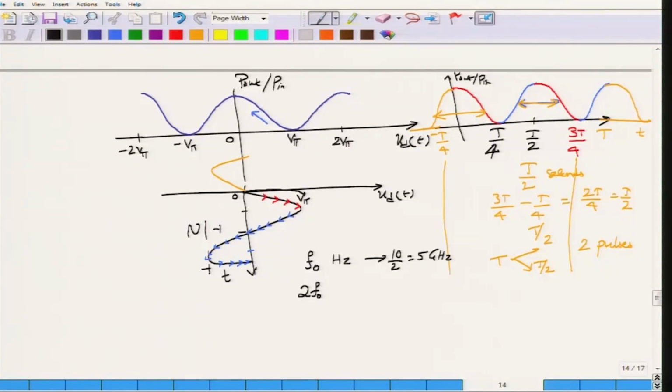So within one period, if this corresponds to 5 gigahertz, there would be two pulses. Therefore, the data rate I would be obtaining will be double the modulating frequency. So the pulse rate will be twice the frequency of the drive signal, the analog sinusoidal signal that you are using to drive the Mach Zehnder modulator.